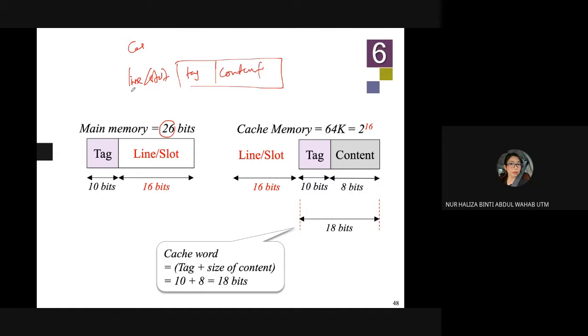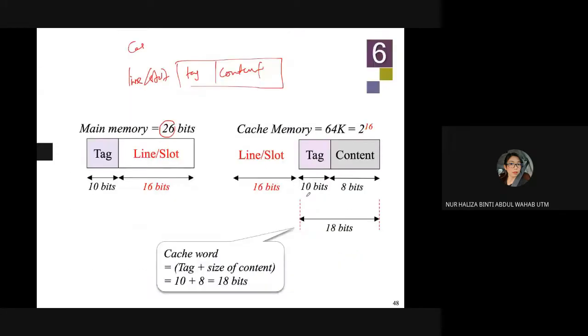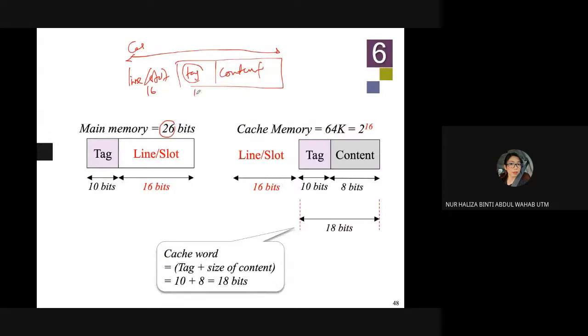So from here, your line or slot, you can see you have 16 altogether, and this will be your cache memory. Okay, this one is your tag. Tag will be 10. So altogether you can see you have 26, because you are going to be the same.